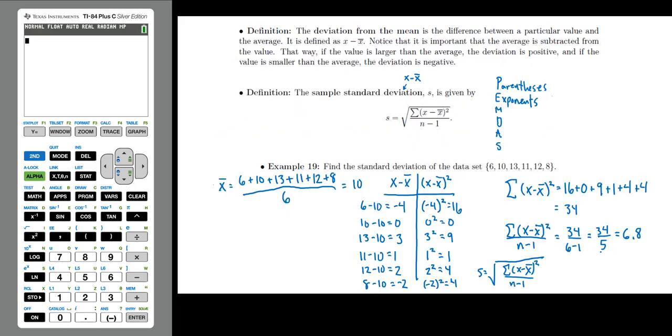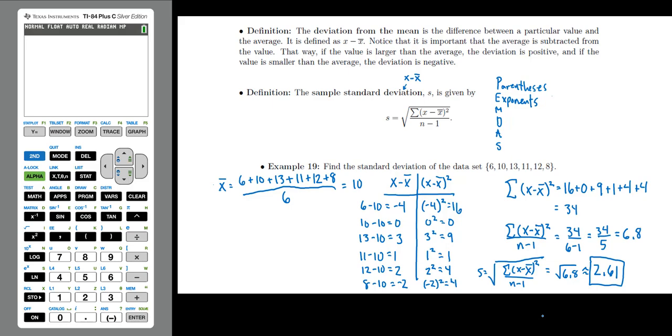So we've got the square root of 6.8, and that gives me approximately 2.61. Now, this all by itself, what does this mean? Well, we need some more experience with the standard deviation to really get a handle on what it means. But for now, what we could say is this: this has a standard deviation of 2.61.